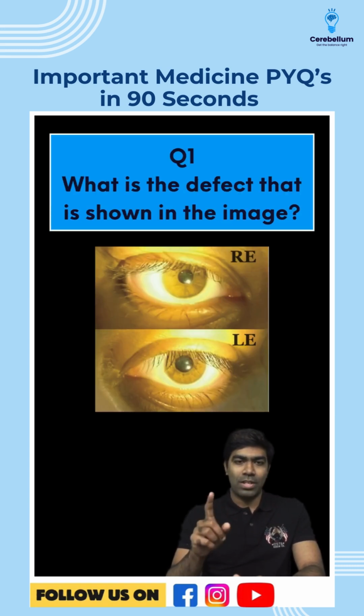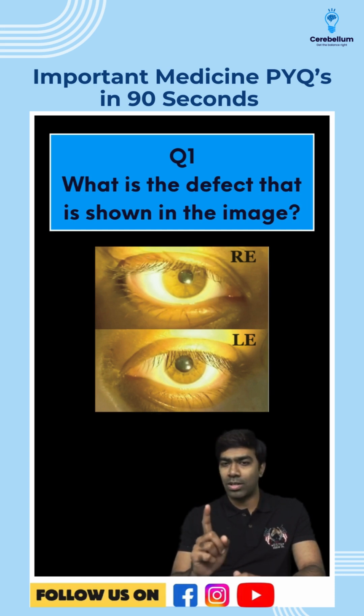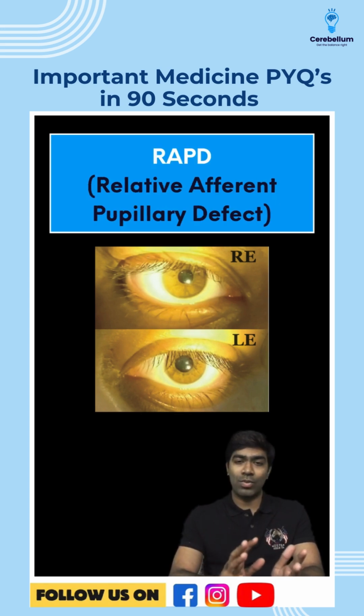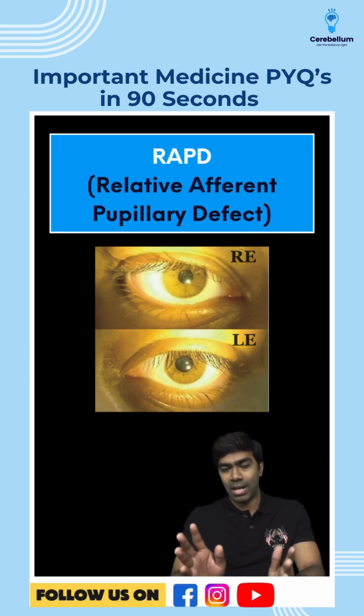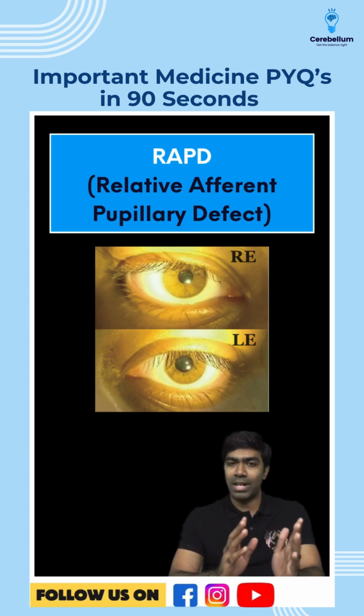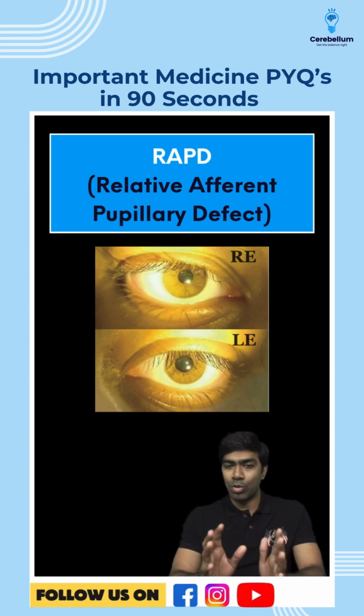Question number 1. What is the defect that is shown in the image? In the right eye, when it is shown with bright light, you can see a good and adequate pupillary constriction, but in the left eye, you can see that there is no good enough pupillary constriction after showing bright light. In the context of the question, this is equivalent to RAPD, that is Relative Afferent Pupillary Defect. And in exams, whenever you think about RAPD, in the most common setting, you have to diagnose optic neuritis. So this lady is actually suffering from left optic neuritis, but that's not the diagnosis.